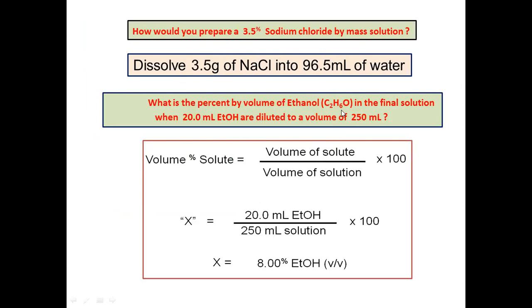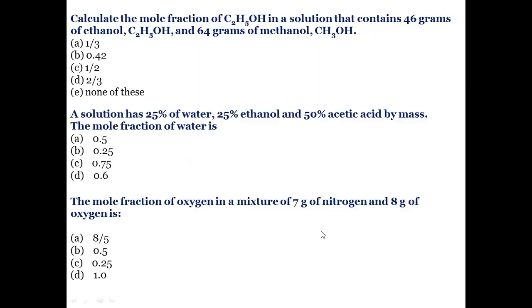What is the percentage by volume of ethanol in a final solution of 20 ml ethyl alcohol diluted to the volume of 250 ml? The volume percent of solute is the volume of solute divided by the volume of solution times 100. Here we have to calculate x. So x is equal to 20 ml of ethyl alcohol divided by 250 ml of solution times 100. So x is equal to 8.0 percent ethyl alcohol.